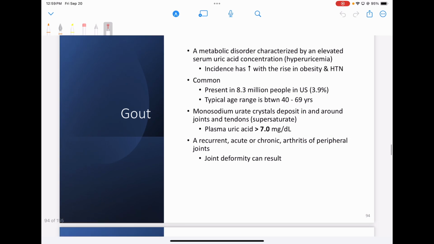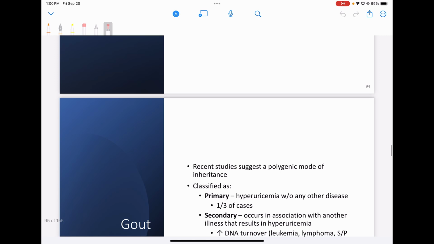It can be recurrent, acute on chronic. What's going on with your patient? If it's a chronic condition of gout, you've got to put them on medication for that. Diet is the biggest change when it comes to gout. I'll show you a list of foods that can cause gout.